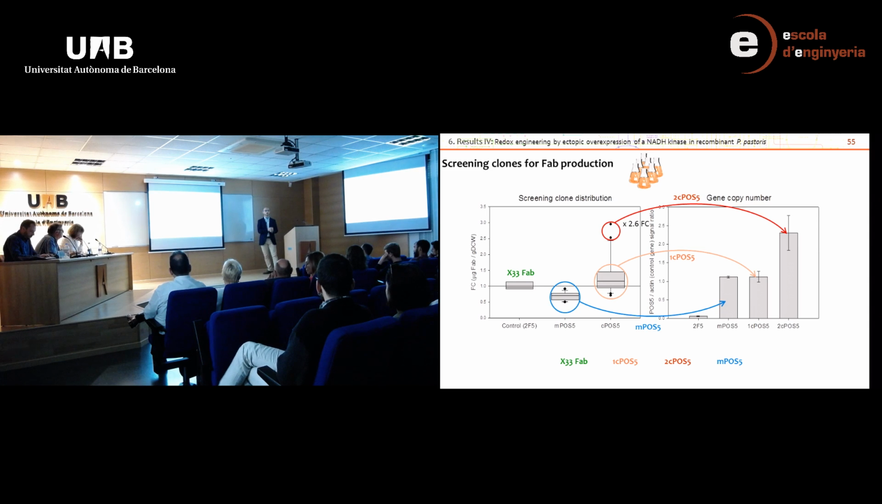So for performing the chemostat cultivations, we use these 4 strains, that is the control strain, CPOS5, including 1 copy of the cytosolic POS5, 2CPOS5, 2 copies of the cytosolic POS5, and MPOS5, that was the mitochondrial expression of POS5.